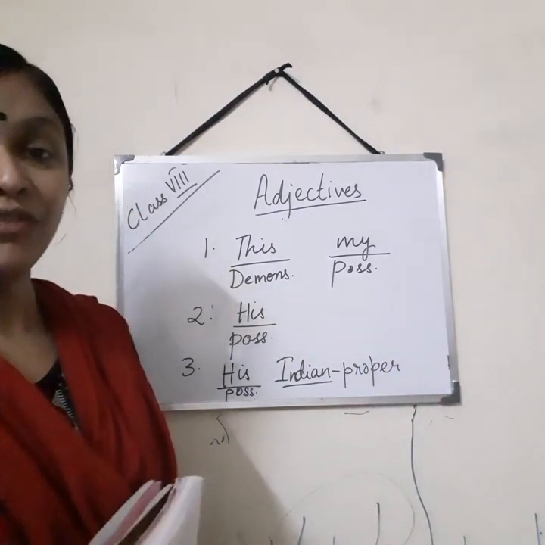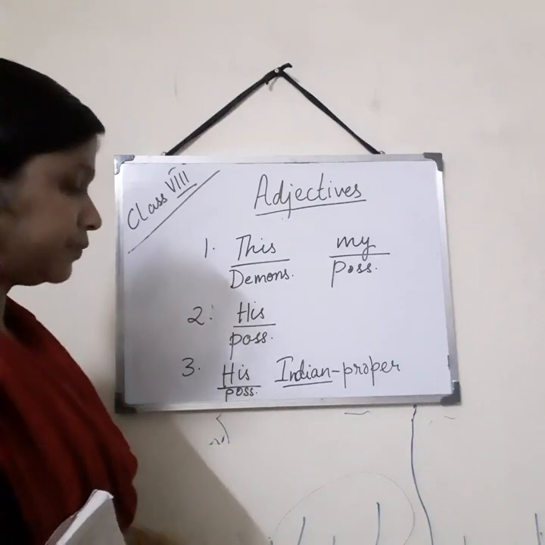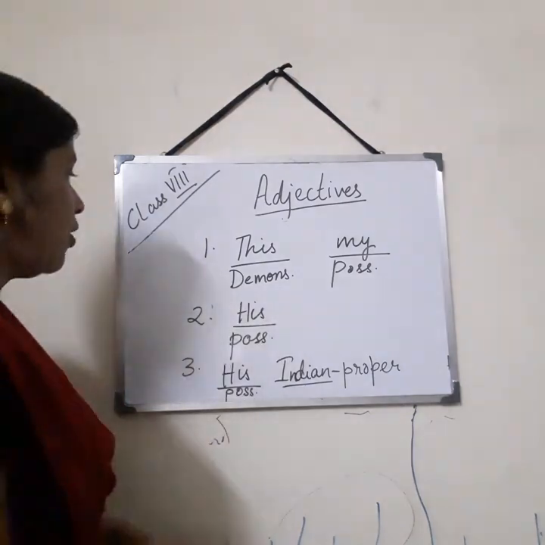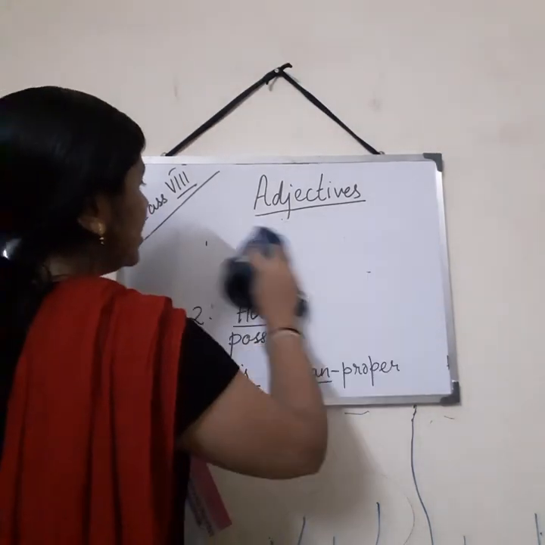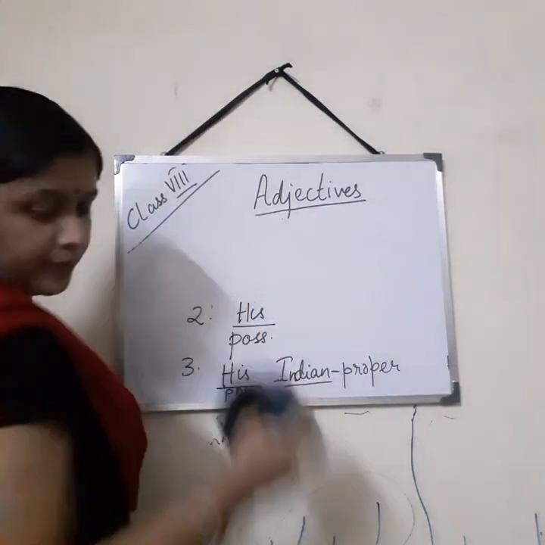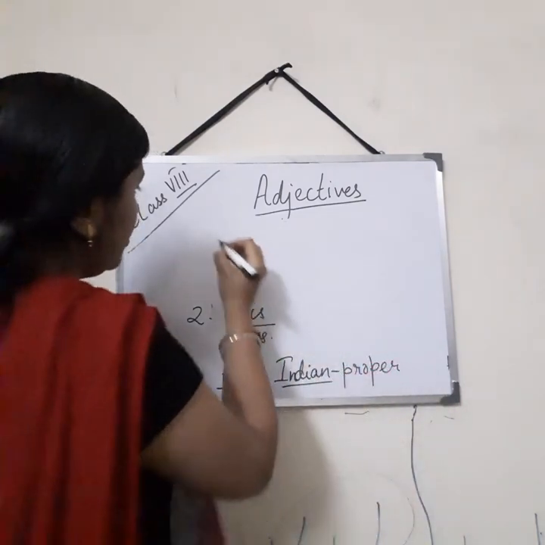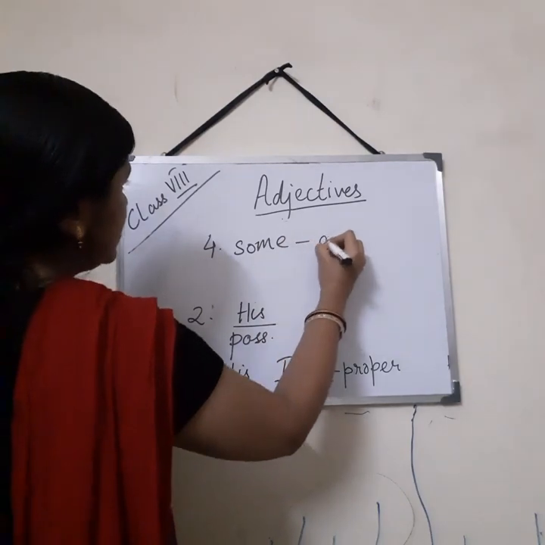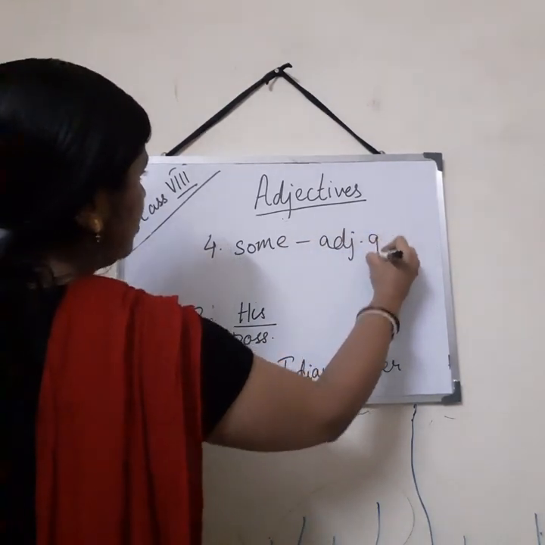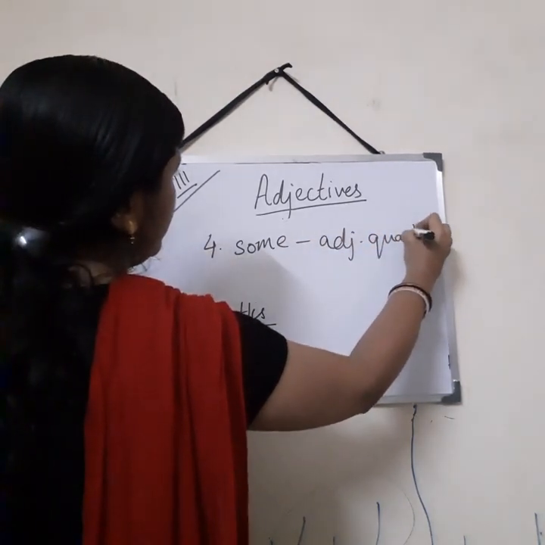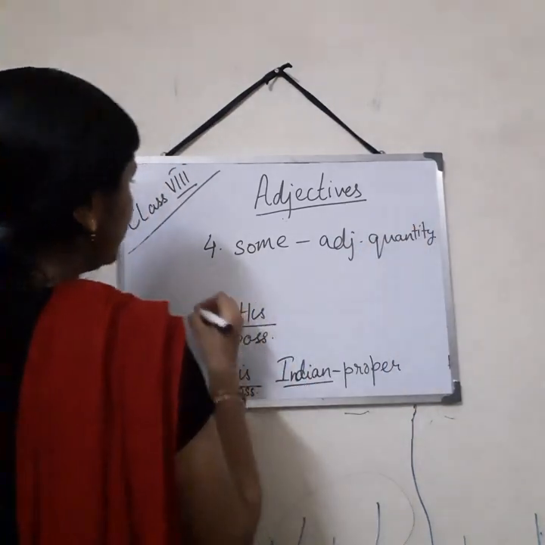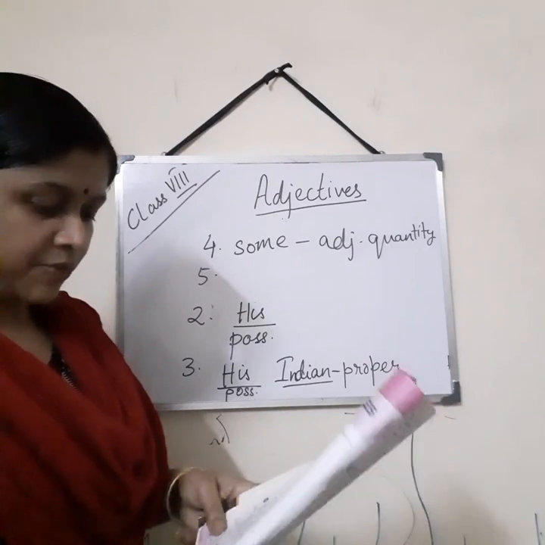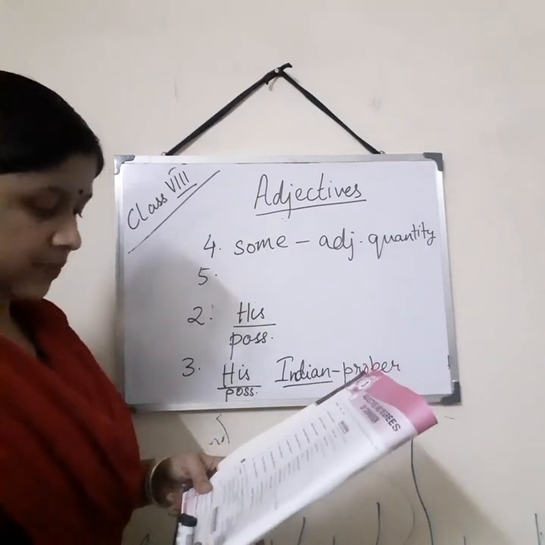Number four, give the beggar some food. So I can spot an adjective of quantity. Some is the adjective of quantity. So number four, some, this is adjective of quantity. You can write it in short in your book, no problem. Give the beggar some food. Some will be adjective of quantity.